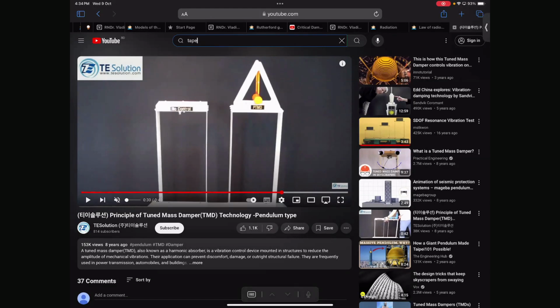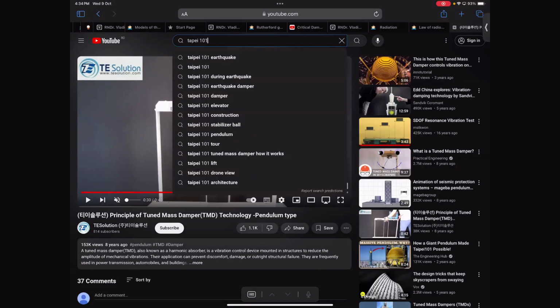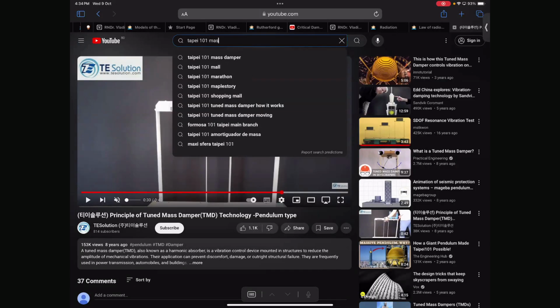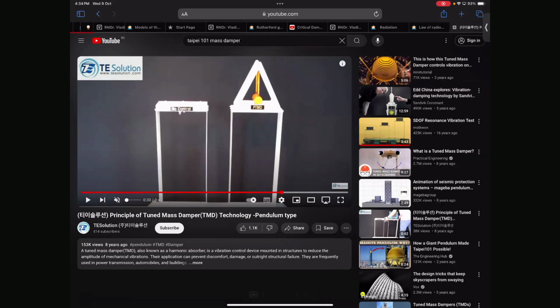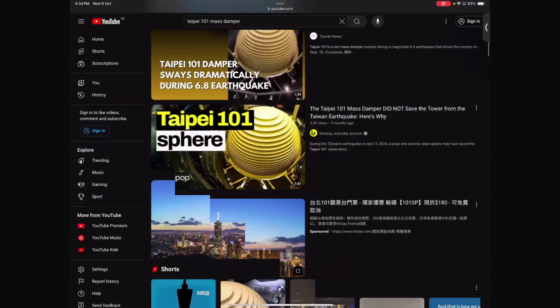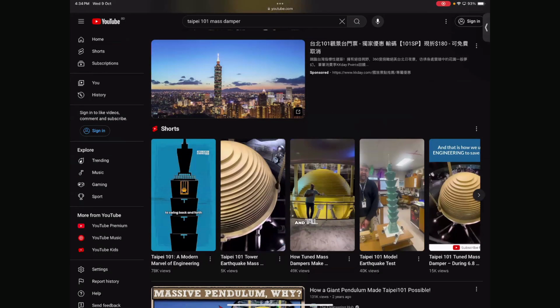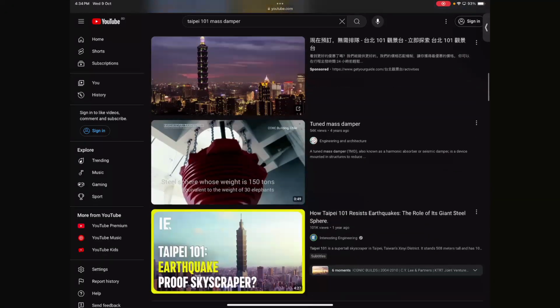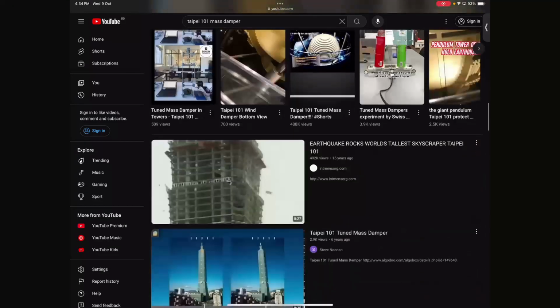Do you know the type A 101? What is that? Type A 101. It's a building that has this inside it. So it's a 101-story building in Taiwan, right? Inside it there is a big ball like this. This ball is basically a mass tune damper.